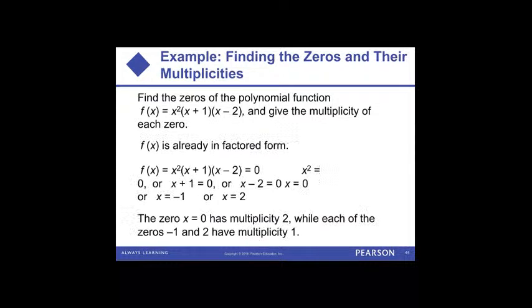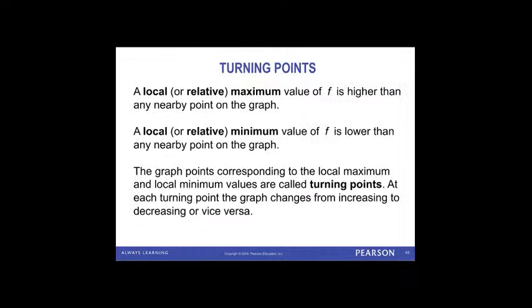So then turning points: we have local or relative maxima, which is an f value that's higher than any nearby point on the graph. And a local minimum is lower than any nearby point on the graph. The relative max is like the peak of a mountain, and the relative minimum is like the bottom of a valley, in a graphical sense, right? And the graph changes from increasing to decreasing or vice versa at these turning points.